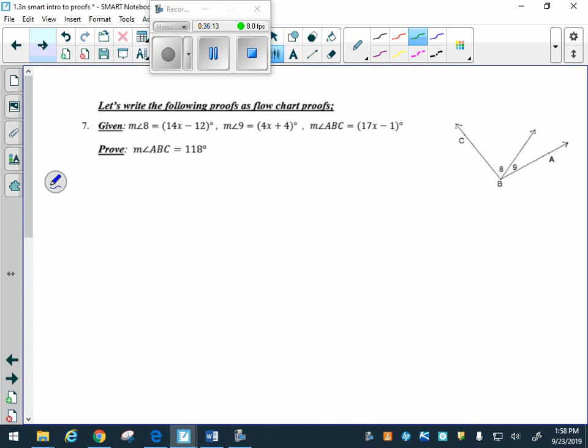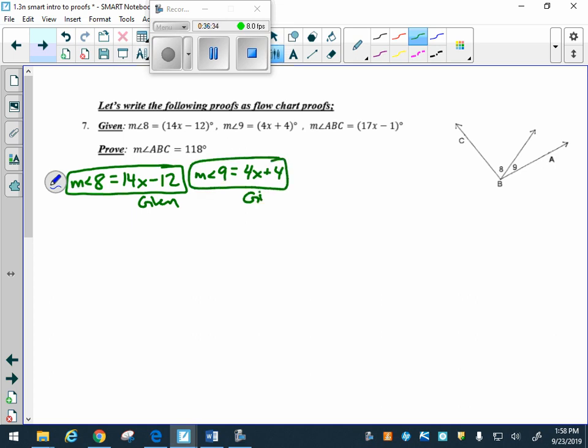So there are 3 givens here. That means we need 3 separate boxes. Don't write too big. Each given gets its own box. Underneath it, we write given. So those are the givens. We put them in their separate boxes.